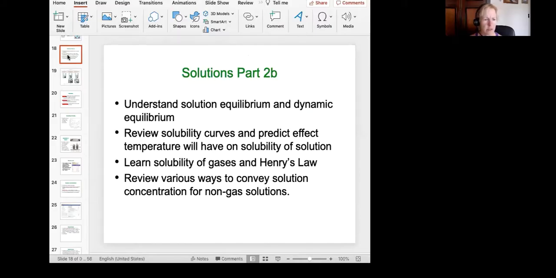So we're going to start looking at solution equilibrium or dynamic equilibrium. We're going to look at some solubility curves. We're going to look at solubility of gases. And so solubility of gases is much different than liquids and solids because now we have to consider pressure and the effect that pressure is going to have on that gas in a solution. And then we're going to look at all those different ways to talk about the concentration of a solution, molarity, molality, mass percent, and all that. That's what we're going to kind of cover today.